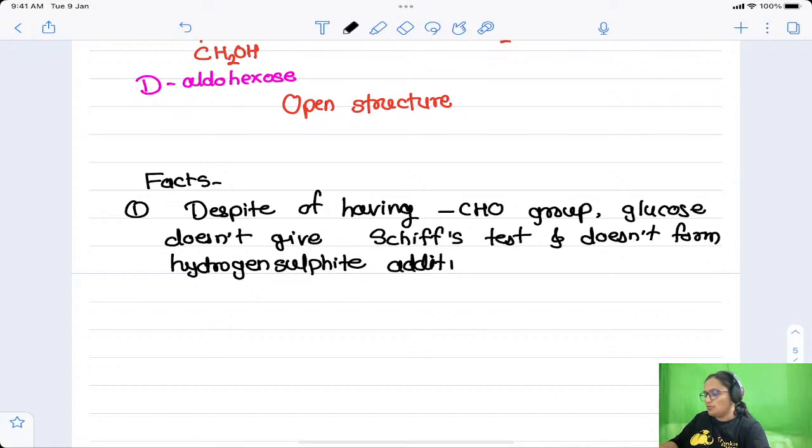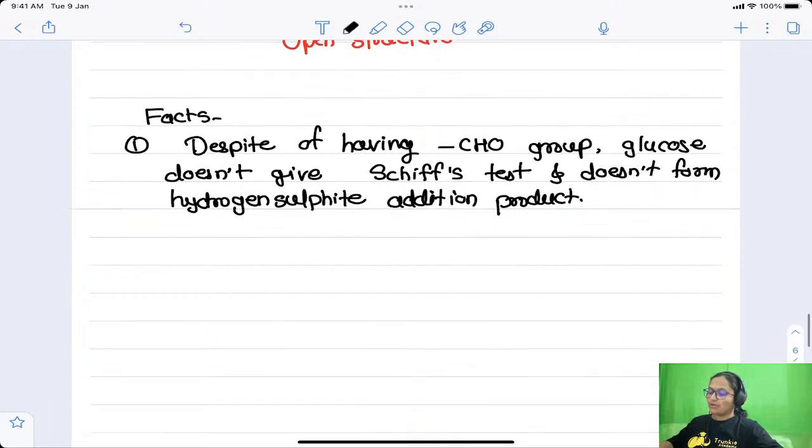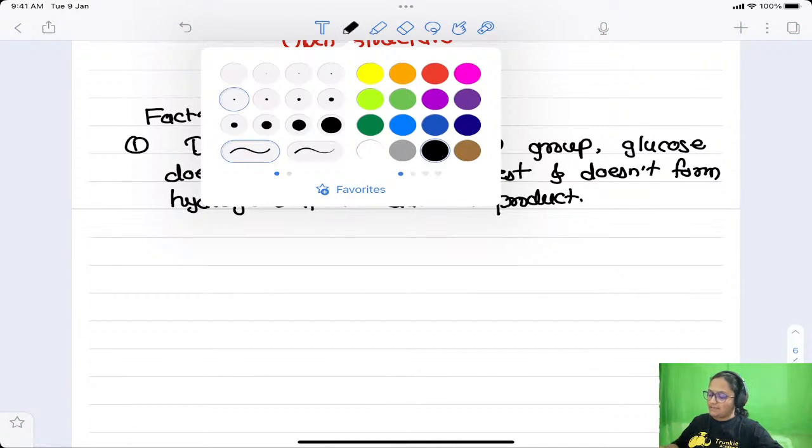Okay, these are the two characteristic tests for the aldehyde functional group. But glucose, in spite of having a CHO group, should show this reaction, but it's not showing it. Okay, this is the first fact. Then let us see the second fact.